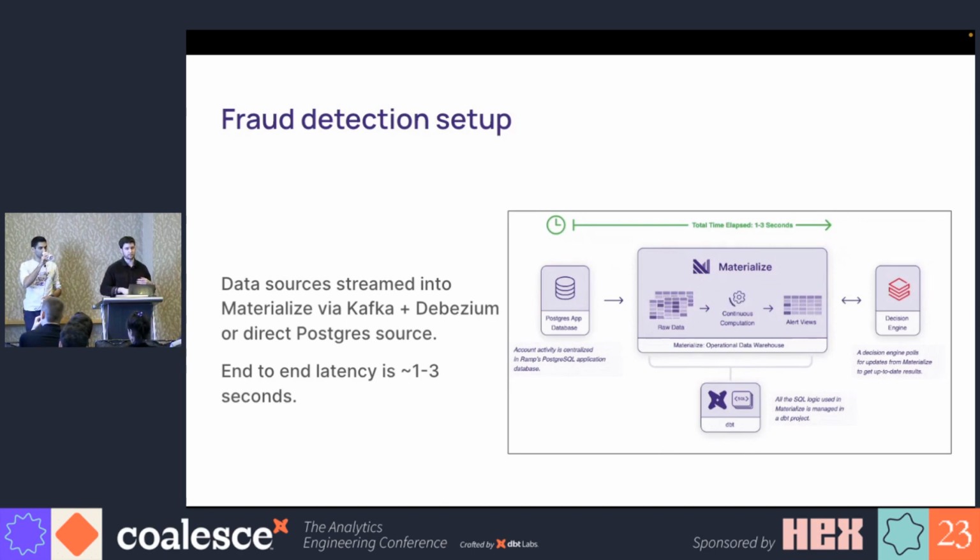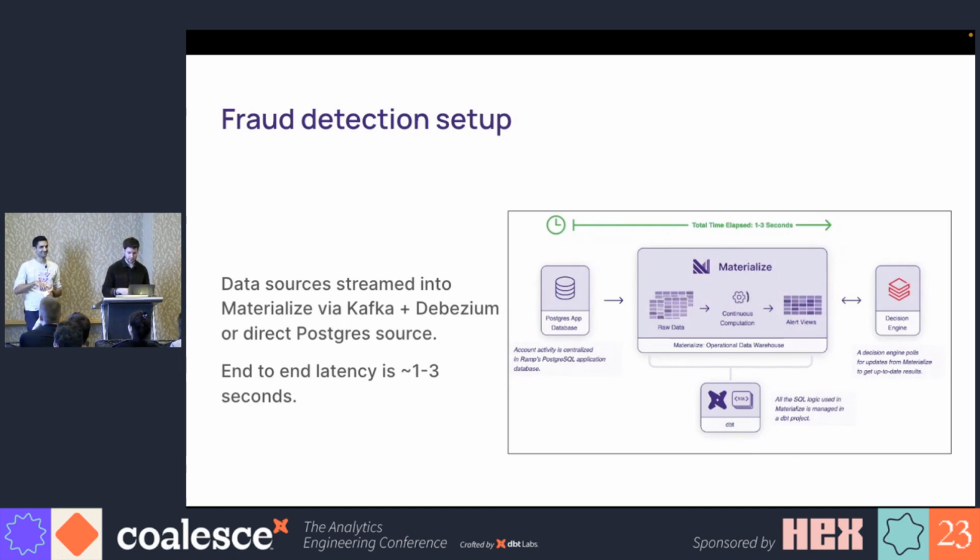And so the result is that we have sources within Materialize that are almost exact replicas of the upstream tables within Postgres. And so we can define downstream cascading views and index views based on that to enable the fraud alerts. The result is that end-to-end latency for the feature computation is about 1 to 3 seconds now instead of every hour, which is sick.